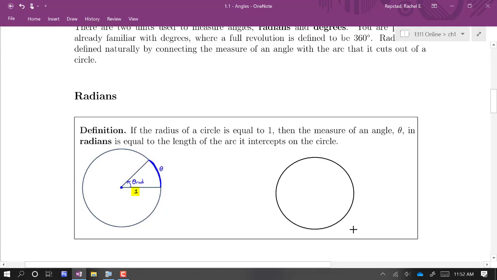Alternatively, we can define a radian in this way, and we start with a circle again. But this circle can have any radius, so I'll say it has radius r. Now, if I take the length of the radius and measure up the arc the same length, whatever that length is, that's r, and then I connect this line back to the origin, back to the center of the circle to form an angle, this is defined to be 1 radian. So radians are defined by connecting a measure of the angle with a measure of the arc it cuts out at the center of the circle.